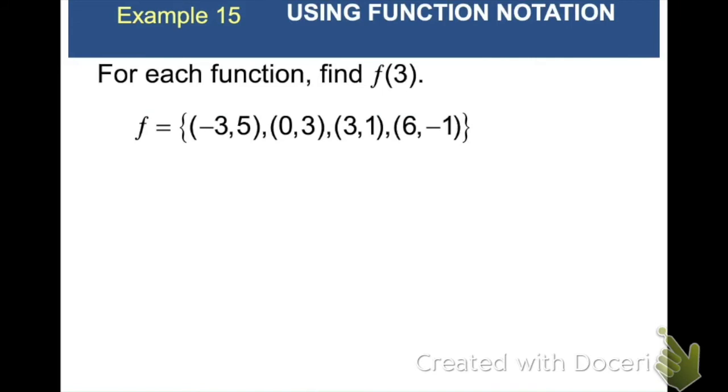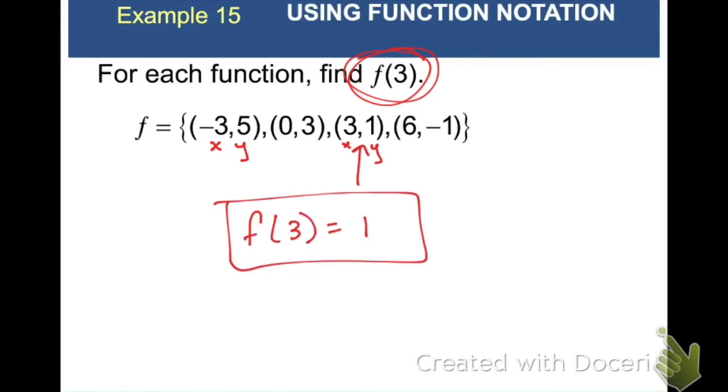Okay, look at this one. This one's a little different. This time they give you a set for f, and they want you to find f of 3. That's saying when x is 3, what is y? So you're looking at each one of these as a point, x and y. So when x is 3, that would be this point right here. When x is 3, what's y? 1. 1 is your answer.